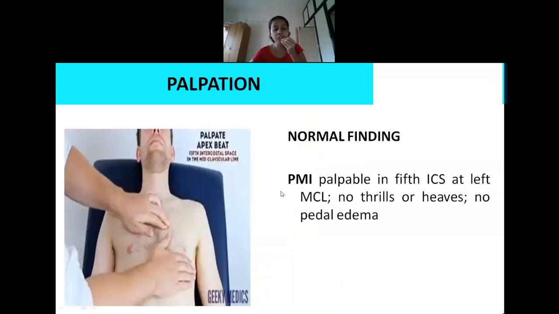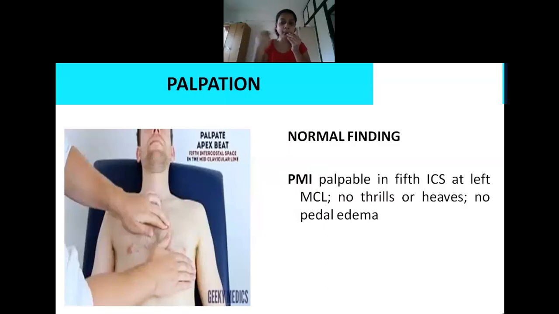So we have finished inspection. Next we move on to palpation. When you are doing the palpation, remember you are using your finger pads rather than the palm, isn't it? You use your finger pads for checking the palpation. So normally, what is a normal finding? When you are doing the palpation, you have to go for the point of maximum impulse. Where is your point of maximum impulse?